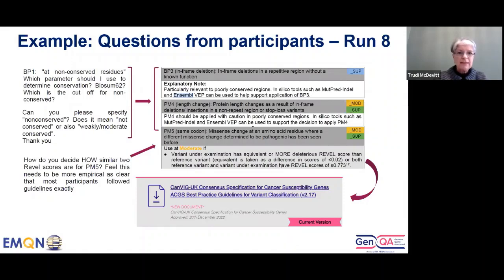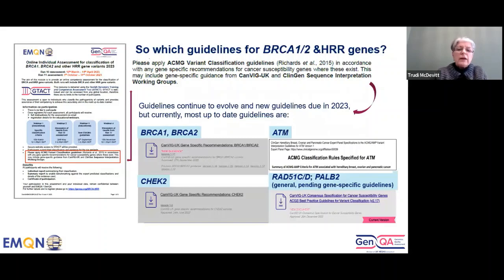So next slide, please. So we're going into Run 10, and which guidelines are available for participants to refer to. So the flyer that was sent out has advised that participants should apply the ACMG variant classification guidelines in accordance with any gene-specific recommendations for the cancer susceptibility genes where these exist. So either from CANVIG or the ClinGen SVI groups.